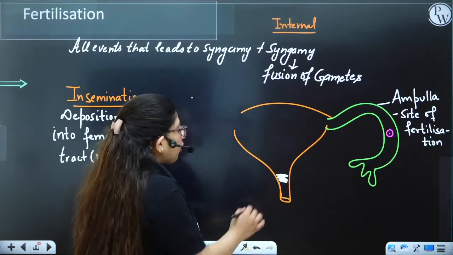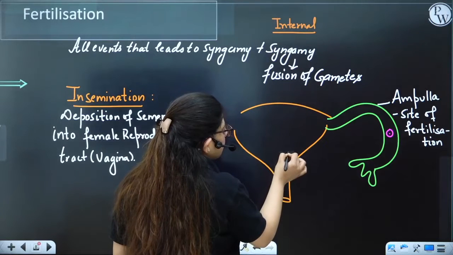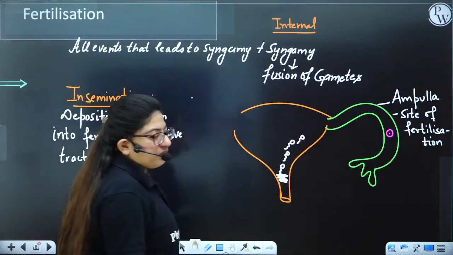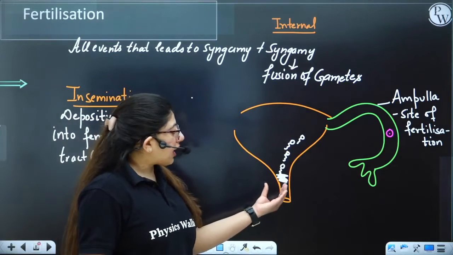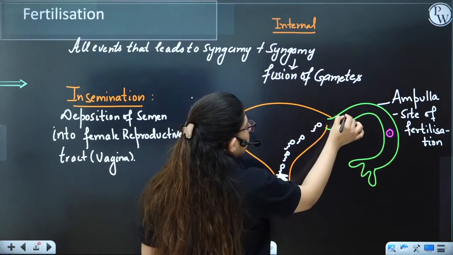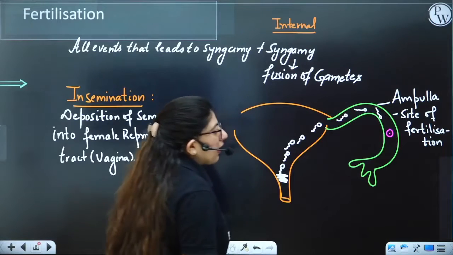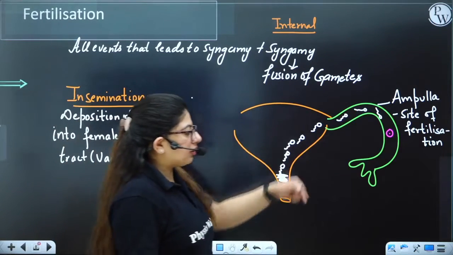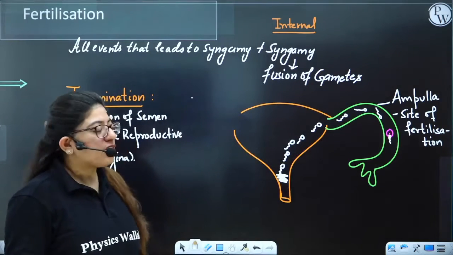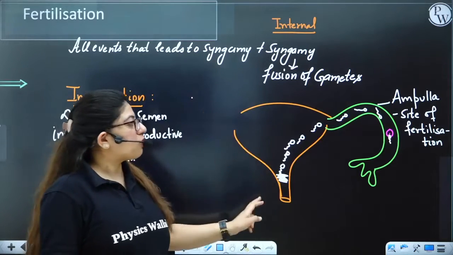Okay, now the sperms from here, with their whiplash movement. What is whiplash movement? The movement of the tail and the contraction of the female's reproductive tract. The sperm will move up higher in the fallopian tube, like this, and it will meet the ovum, the oocyte, here. So here the fertilization will take place. So the sperm has to ascend. Ascent means going up towards the fallopian tube.